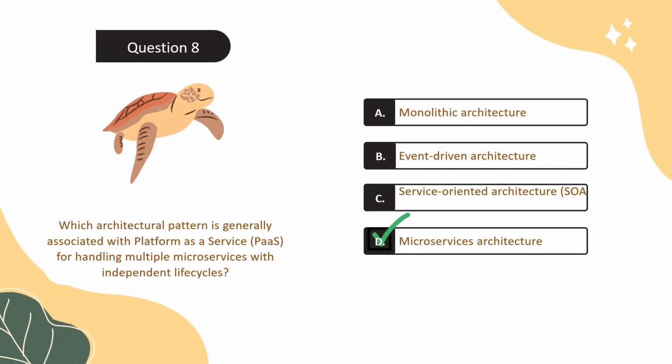Question 8, which architecture pattern is generally associated with platform as a service for handling multiple microservices with independent lifecycle? Option A is monolithic architecture, option B event-driven architecture, option C service-oriented architecture, option D microservices architecture. So the correct answer is option D, microservices architecture.